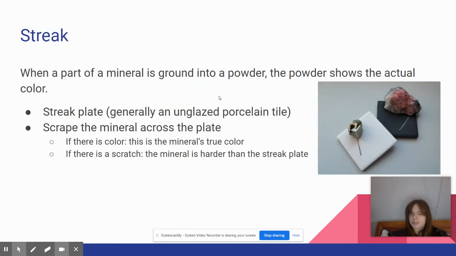So next is streak. When a mineral is ground into a powder, the powder shows the actual color. We use a streak plate, which is usually unglazed porcelain tile, and we scrape the mineral across the plate. If there is color, this is the mineral's true color. If there's a scratch, the mineral is harder than the streak plate.